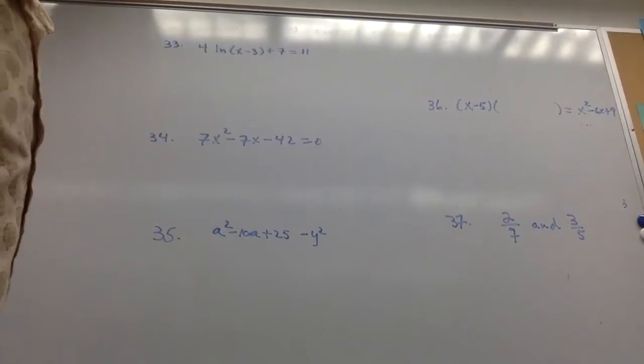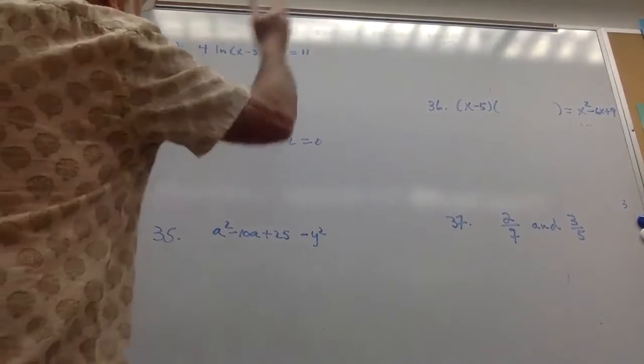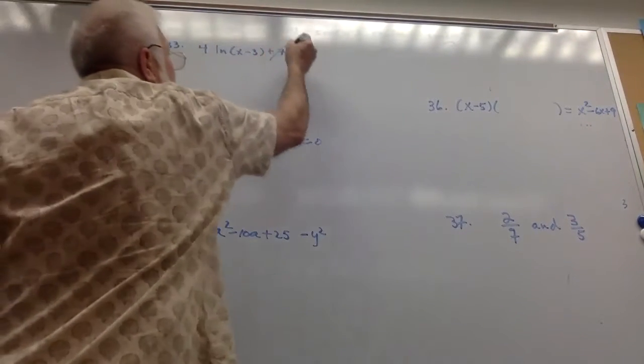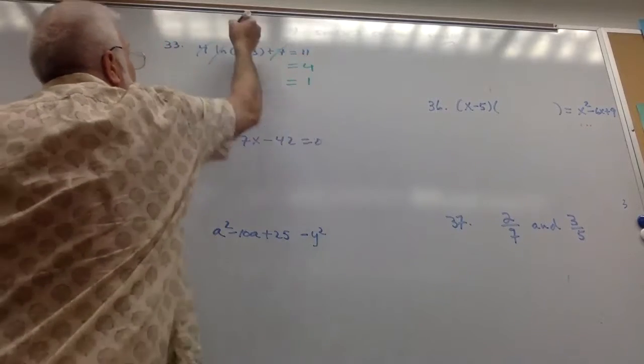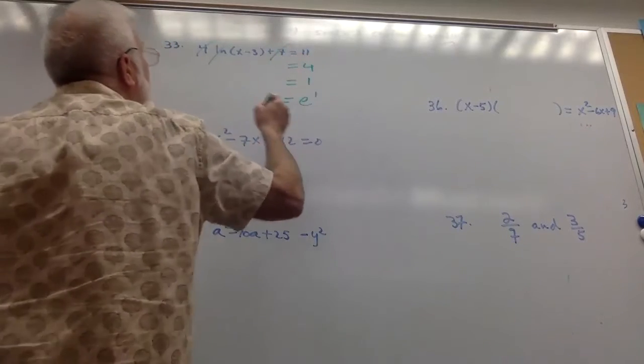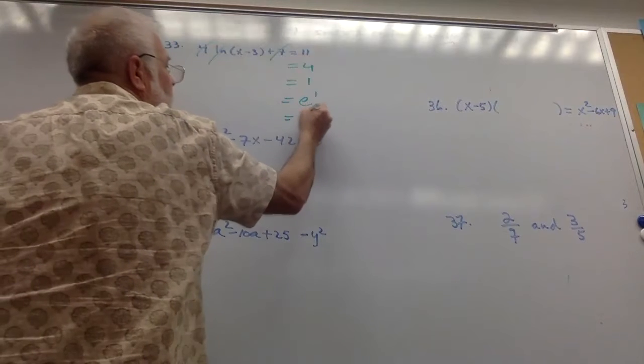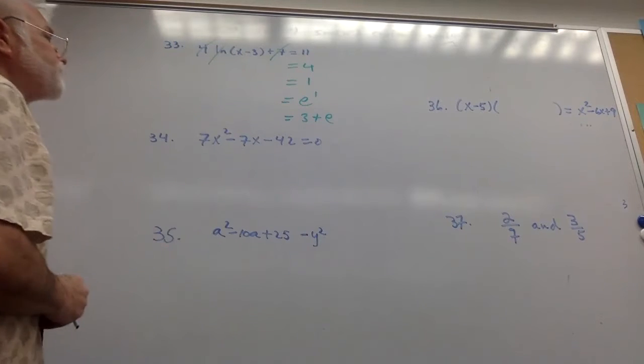All right, so we should be able to rely on just getting a problem right, not thinking about it conceptually at this stage. We're going to subtract 7 and get 4. We're going to divide by 4. We're going to get 1. We're going to undo ln with e to the 1, and then we're going to add 3. So 3 plus e is an exact answer.